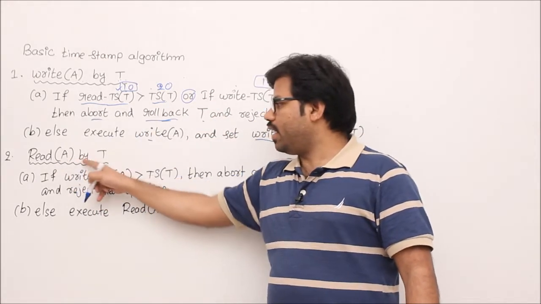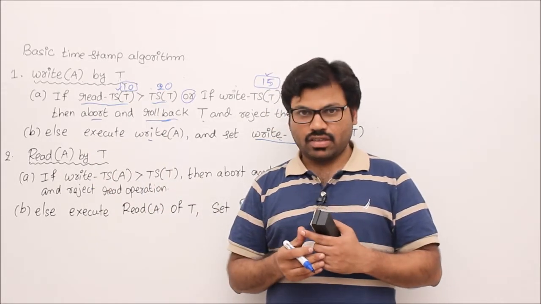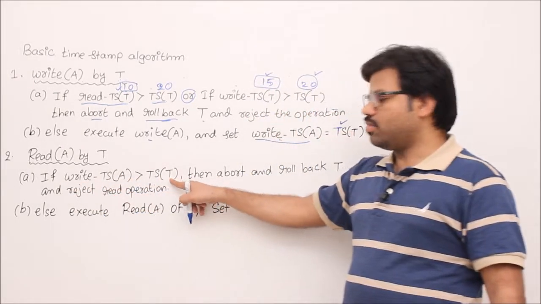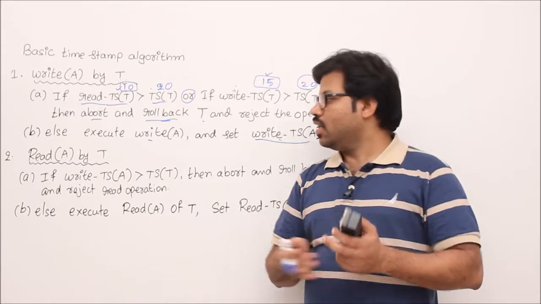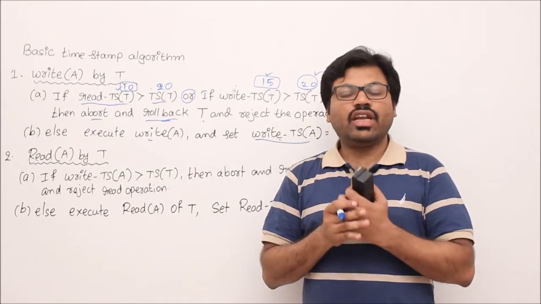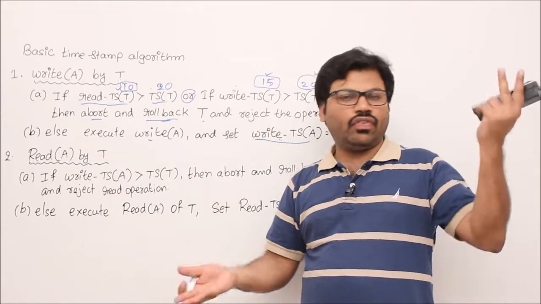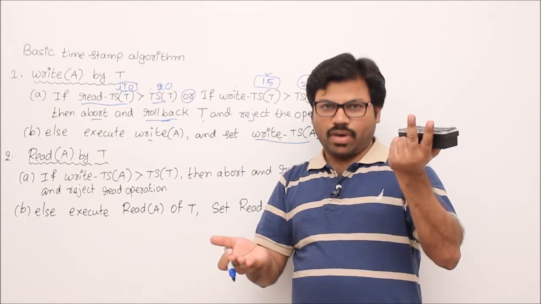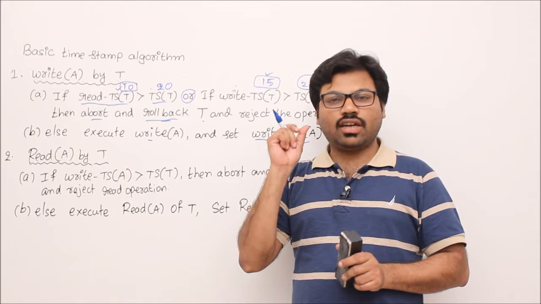So, read of A by T. What if a transaction wants to issue a read operation? How do we handle it? We will see. Now, if write timestamp of A is greater than timestamp of T, this will be checked. Before that we will see our intuitive idea. What is the meaning of reading? Whenever I do reading, other transactions can read out of order also, I don't bother. But to really follow the timestamp ordering, what is the conflicting operation? The write operation. That's why I focus on writers.